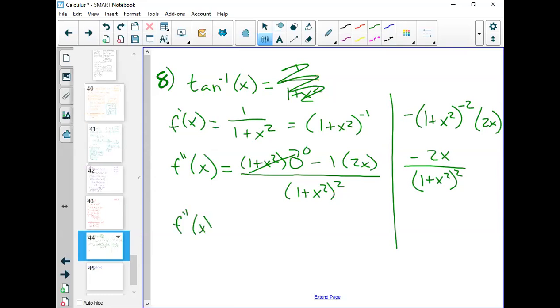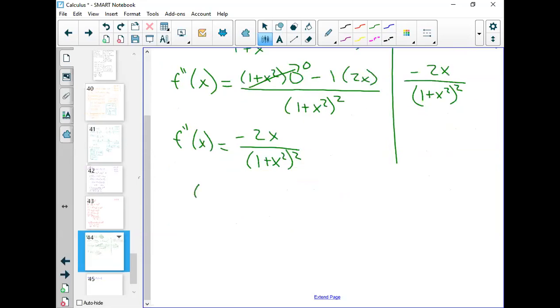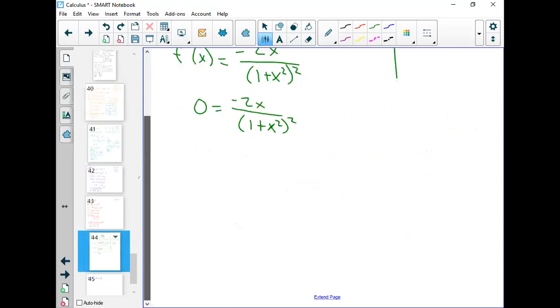F double prime of x is going to give us -2x over 1 plus x squared squared. We can set that equal to 0. And then we ask, when is this 0? Well, it's 0 when the top is 0. And that's the only time that that's equal to 0.